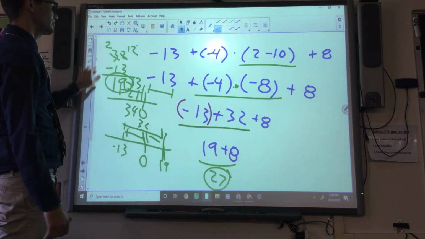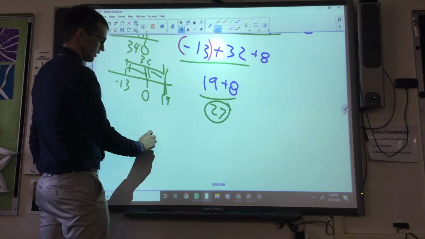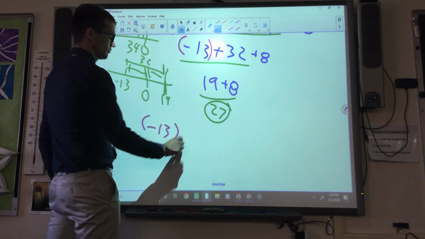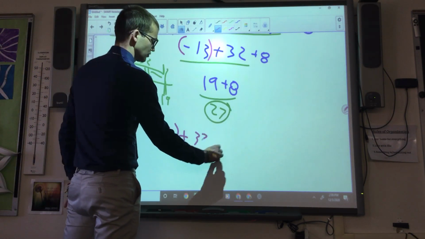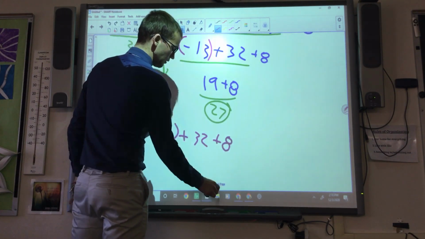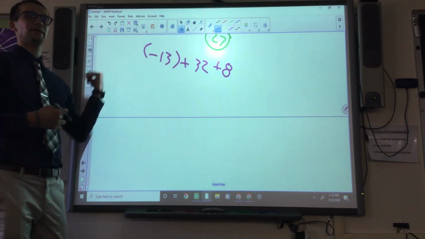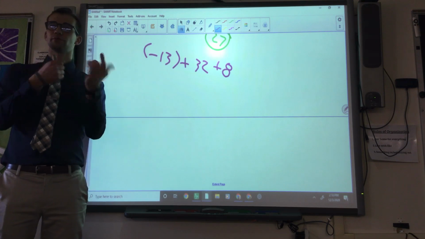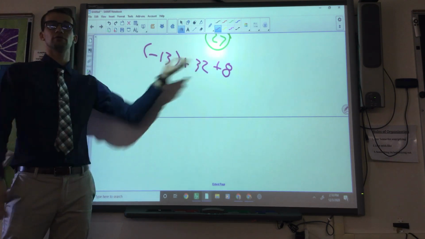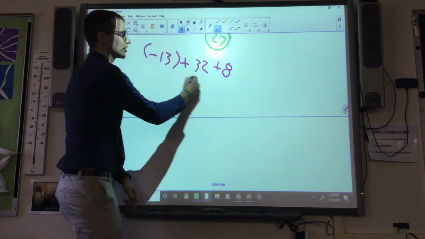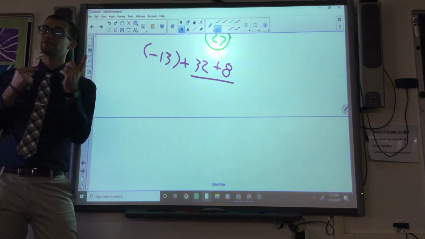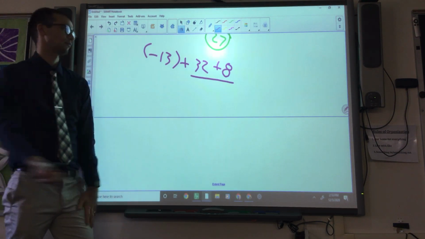Calculations. It is the commutative property. So if I have negative 13 plus 32 plus 8, I can do them in any order that I want, or I can move them around in any order. Now, because all of them are being added together, I actually could say I'm going to break the rule of going left to right, because I'm doing all of them with addition.